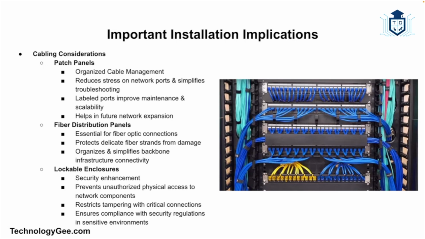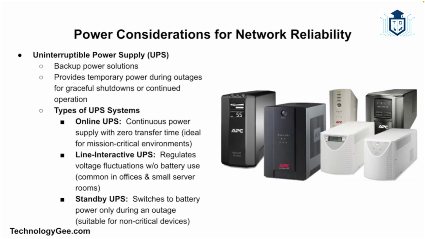Then you have lockable enclosures, and these are network cabinets and patch panels that should be lockable to enhance security to prevent unauthorized access. And ultimately what they do is restrict physical tampering with critical connections, and they also ensure compliance with security policies in regulated industries. All right, so let's move on and talk about some power considerations. So reliable power solutions are essential for network availability, and proper planning prevents downtime and protects equipment from electrical issues.